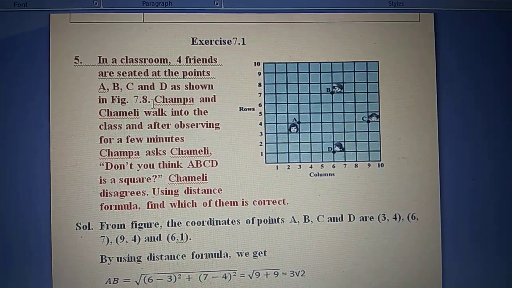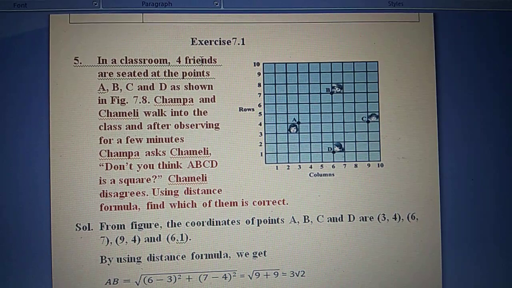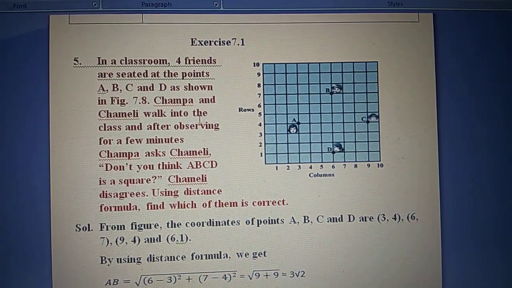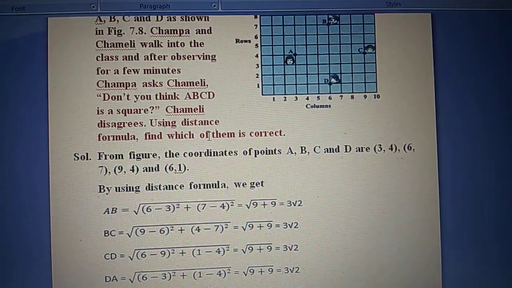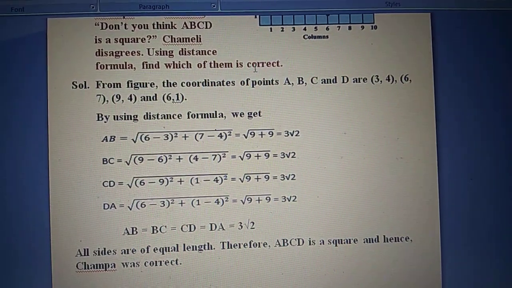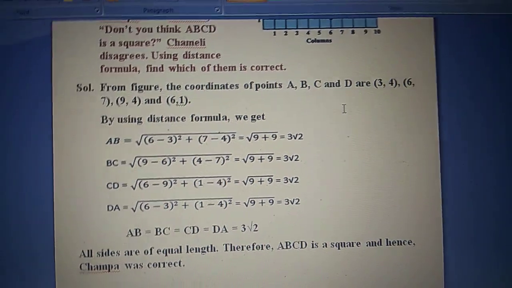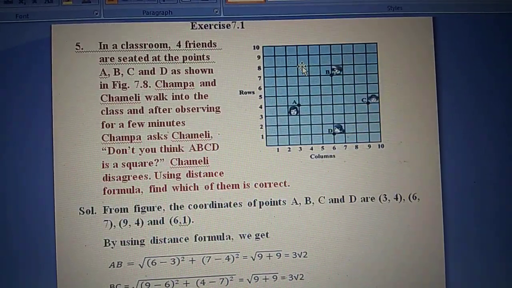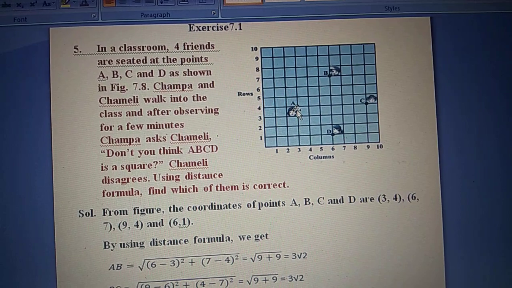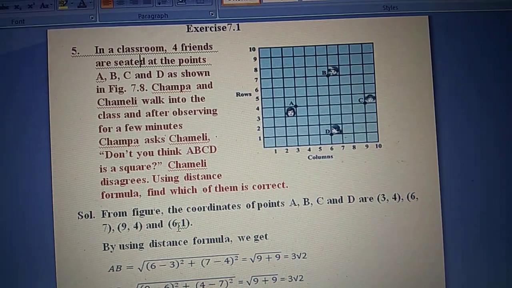And there are two other friends, Champa and Chameli, who enter the class, and Champa asks Chameli whether it is a square or not. So what we have to do is find whether the given positions of the 4 friends are forming a square or not. For this, from the diagram, we find the coordinates of A as (3, 4), B as (6, 7), C as (9, 4), and D as (6, 1).